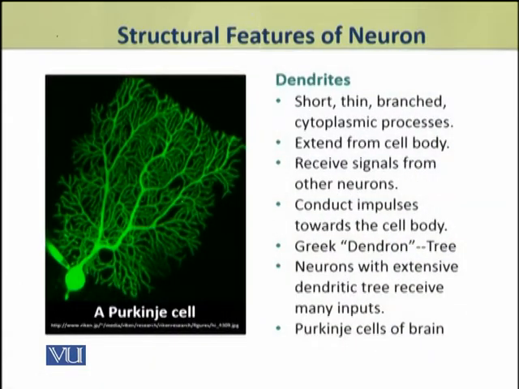Dear students, the dendrites are short, thin, and branched cytoplasmic processes. They extend from the cell body and receive signals from other neurons. And after receiving these signals, they send these signals to the cell body.